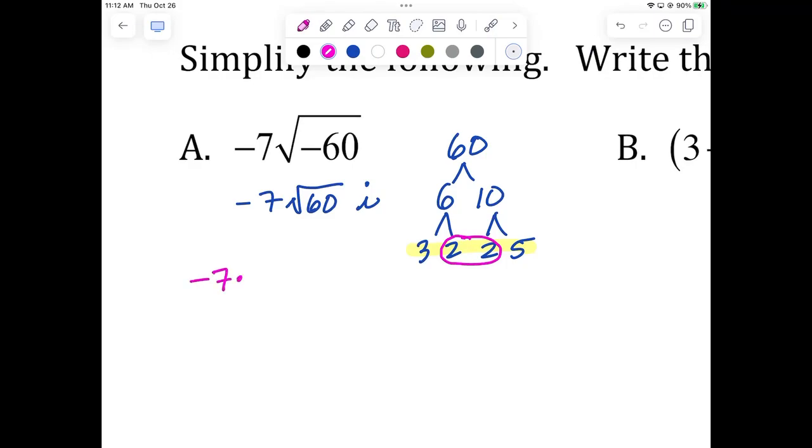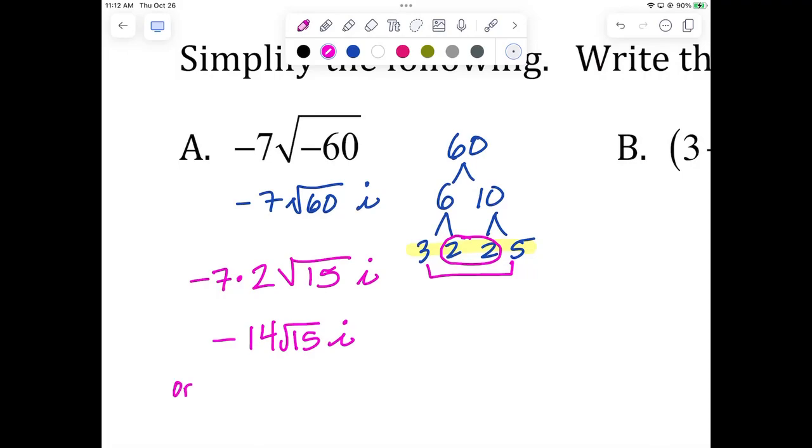-7 is still there. But in terms of the 60, I can pull a 2 out front. And then what's left underneath there? The 3 and the 5 become a 15. And there's an i on the outside. And now all I got to do is combine the numbers in front, and I get -14 square root of 15 times i. And there's your answer.